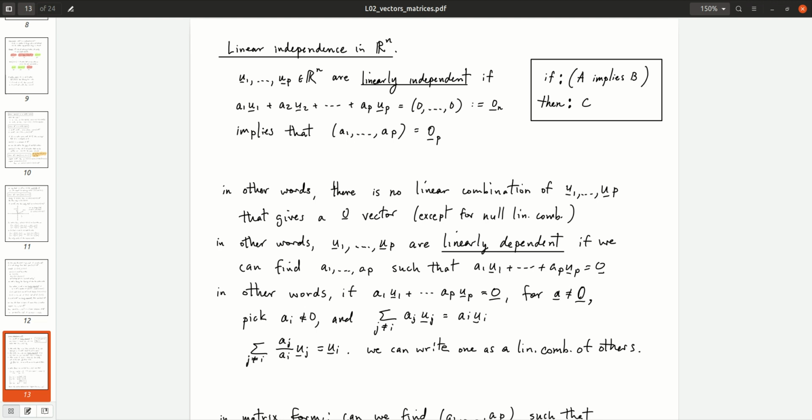So now we come to a little bit more formal definition of what linear independence means in the more general case of n-dimensional vectors. So here's the definition. The vectors u1 up to up, which are all in Rn, what that means is we have a set of p vectors that are all of length n.